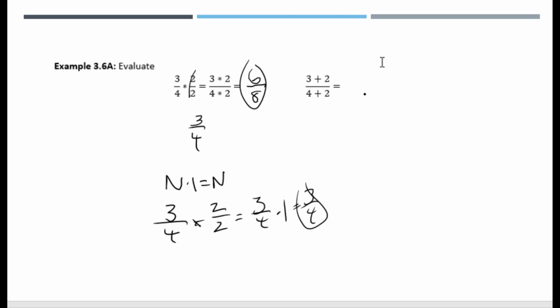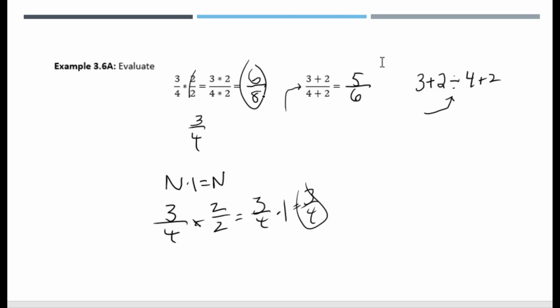Now, a lot of students get confused between a problem like this and thinking about it as a problem like this. Which it's not. This is the fraction bar. And this is the division sign. Now they behave the same. They both mean divide, but they are a little bit different. See, in this problem, you have to add the numerators first. And then you add the denominators. And that's the answer. It's 5/6.